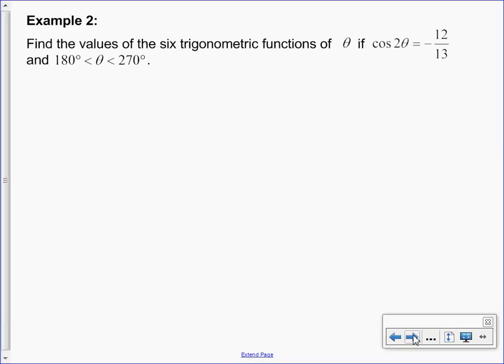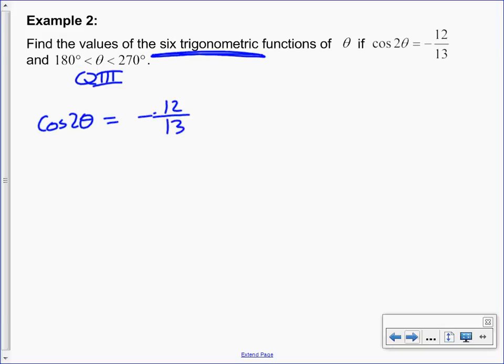Okay, here we go. This one is going to have 6 steps, because it's find all 6 trig functions of theta. So here's the deal. You're given 2 theta, and you have to find theta. If cosine of 2 theta is negative and we're between 180 and 270, we're in quadrant 3, right? Cosine of 2 theta is equal to negative 12 over 13.